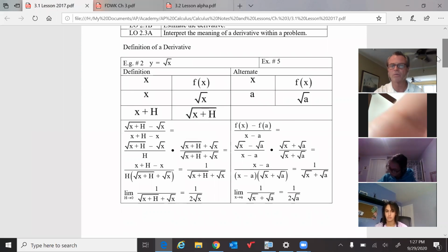So here's example 2. The definitions to the left, the alternates to the right. This is what's in your book. This is what's not in your book, because they did this for example 1 only. But I just think this makes more sense. So, ready?